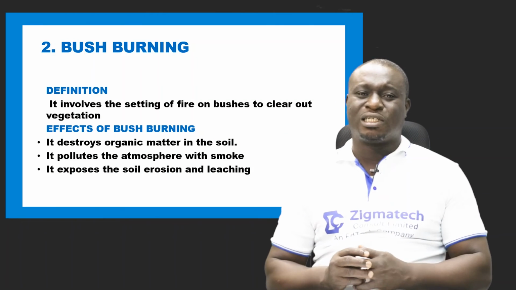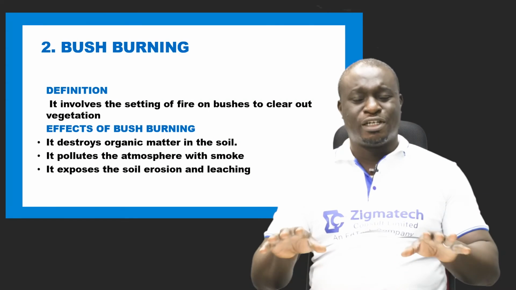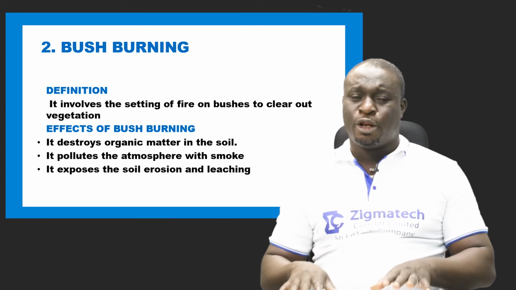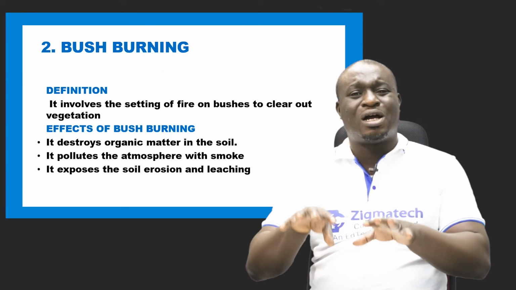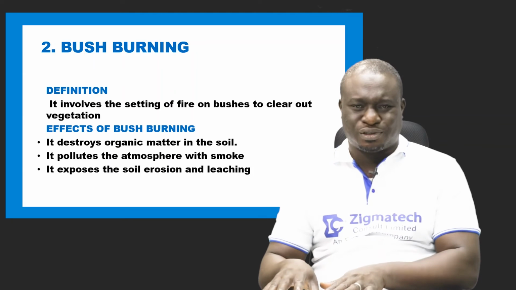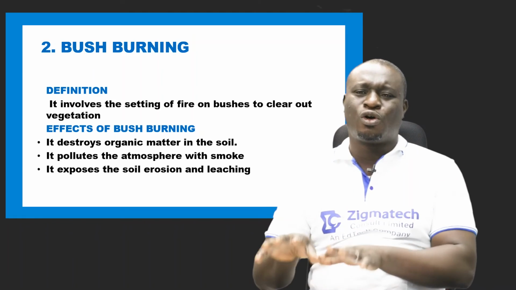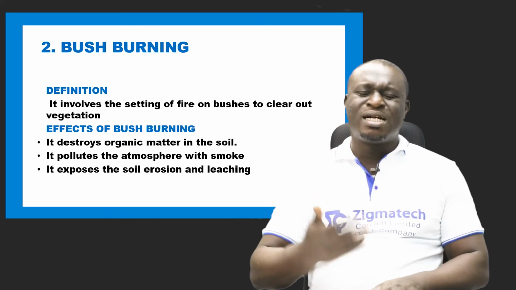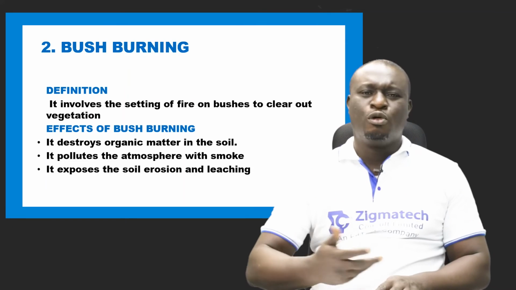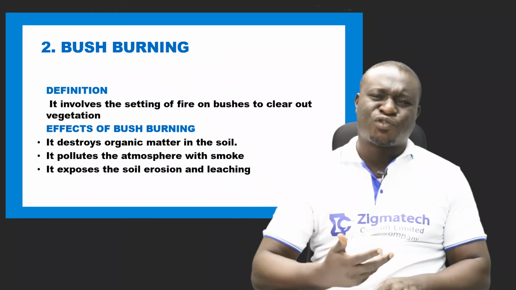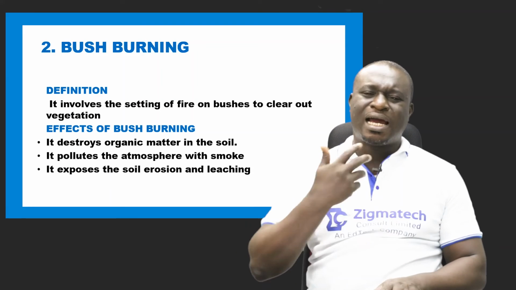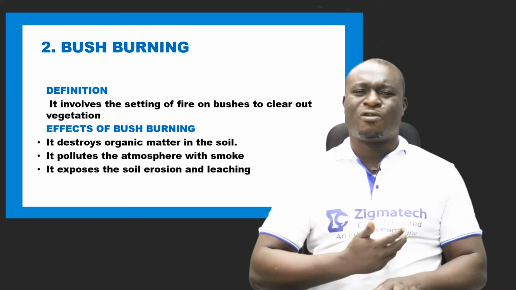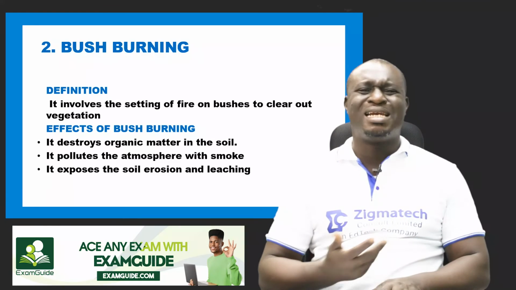One of the negative effects it has on the ecosystem is that it destroys organic matter in the soil. Number 2, it also destroys soil organisms. Number 3, bush burning brings about air pollution. It pollutes the atmosphere with smoke. It causes air pollution, and time will fail us to start looking at some of the negative effects of air pollution. It has so much negativity.